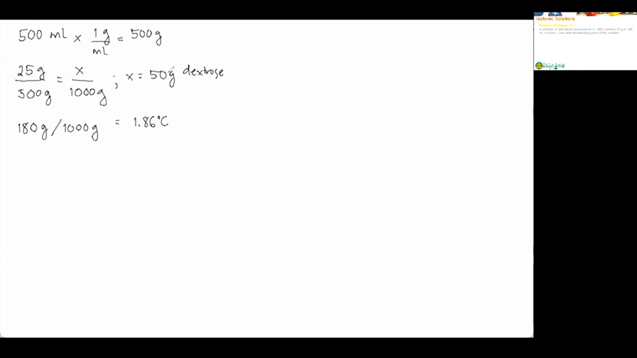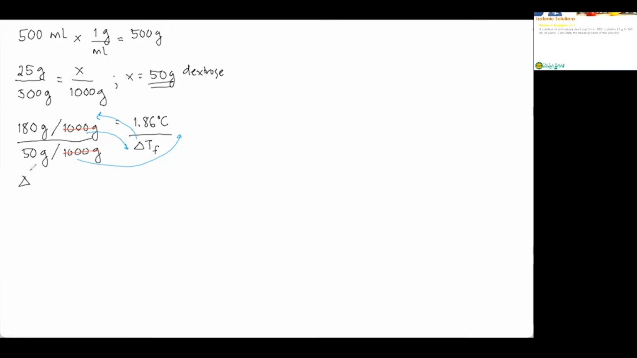Now, going back to what we have in the problem, we have 50 grams of dextrose in 1000 grams of water. And we can actually determine the freezing point depression of that particular solution. We can then cancel the 1000 grams or 1 kilogram, and we simply have to rearrange the values so that we will be able to compute the freezing point depression.